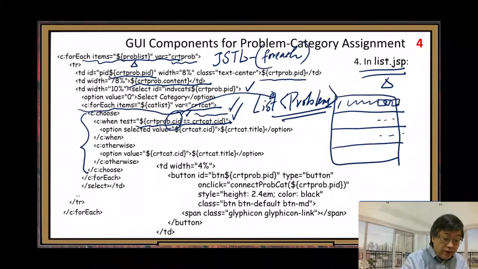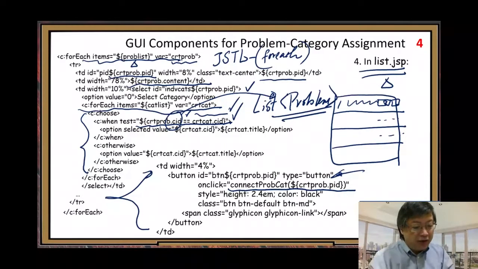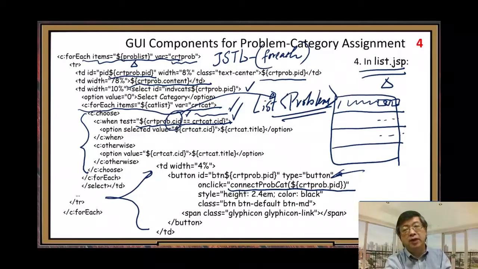Then this part, because this is too long, so I take this here. That is the button part. We need to click a button to make the association, to make the assignment. Here, we need to call this JavaScript function and pass this problem ID parameter. So that is the main part of the data display table.